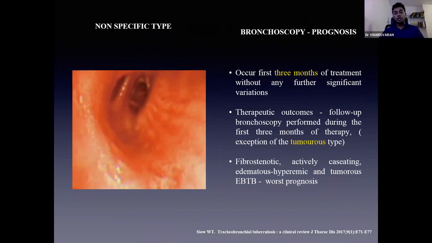The most important thing is that your bronchoscopy can help in your prognosis. This is because most of the endobronchial tuberculosis happens in the first 3 months of treatment.